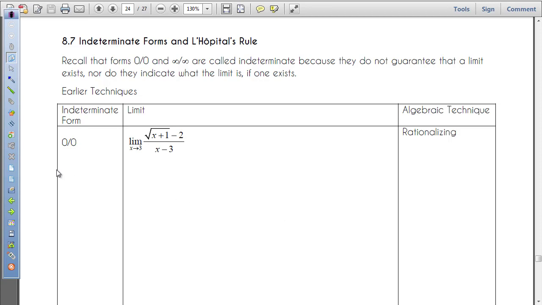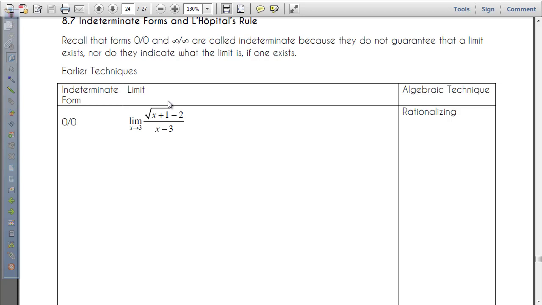We're in section 8.7 where we are going to discuss indeterminate forms and L'Hopital's rule. Recall that forms of 0 over 0 or infinity over infinity are called indeterminate because they do not guarantee that a limit exists, nor do they indicate what the limit is if one exists. So let's do a little review of what we would do to evaluate limits when we come up with 0 over 0 or possibly infinity over infinity.